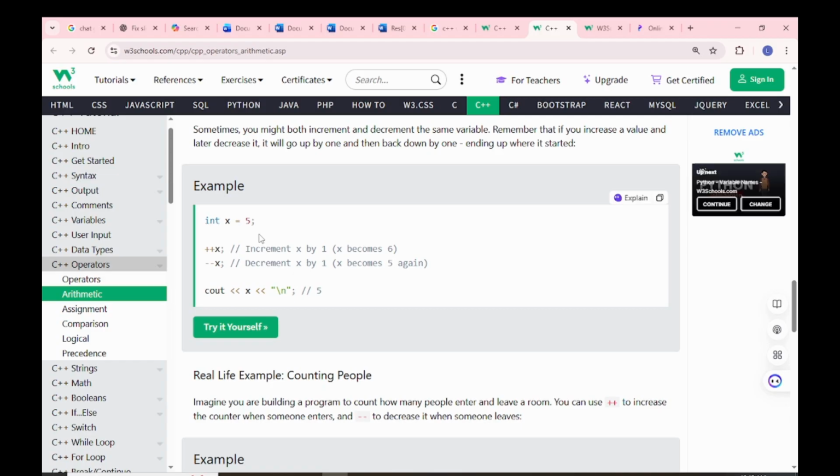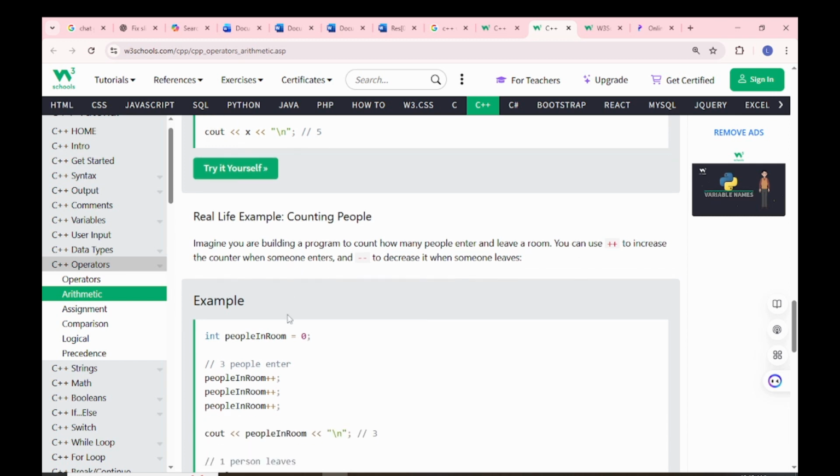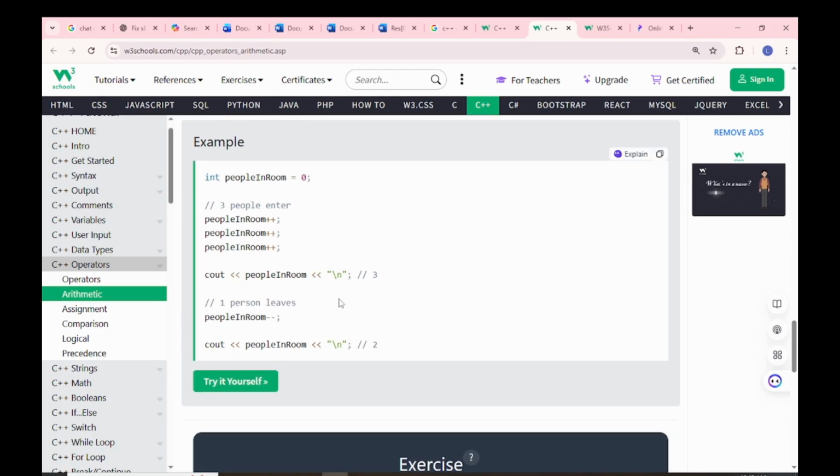Real life example, counting people. Imagine you are building a program to count how many people enter and leave a room. You can use C++ to increase the counter when someone enters and decrease when someone leaves. People in room 0, then plus, 3 people enter.